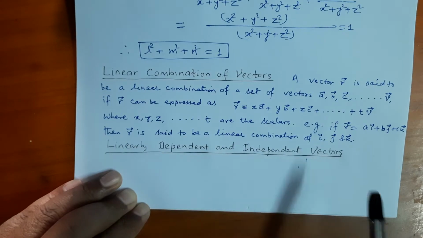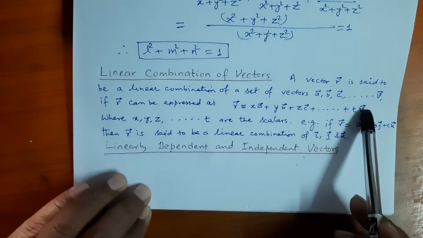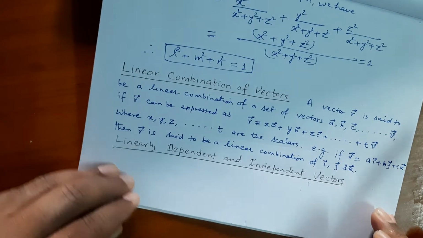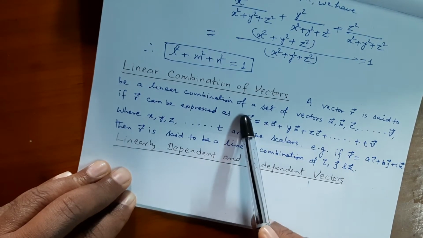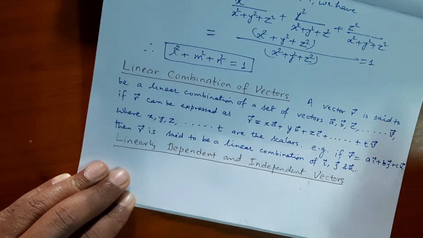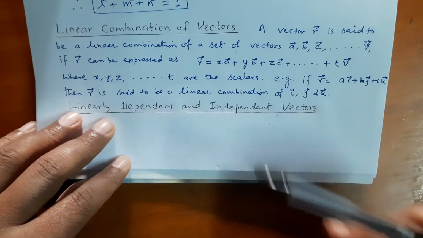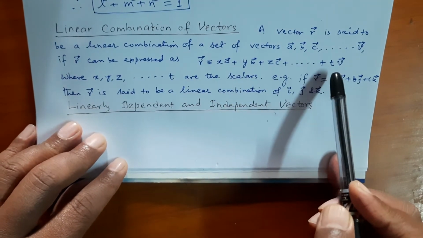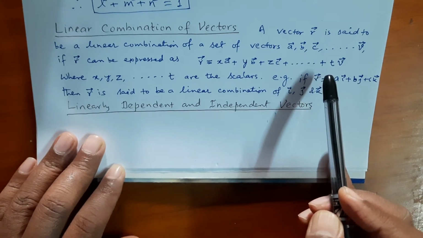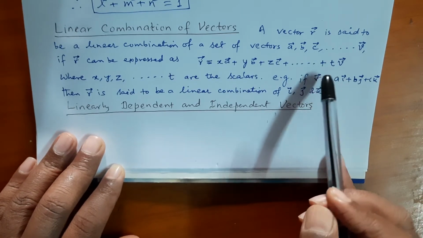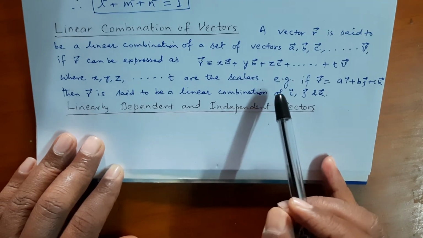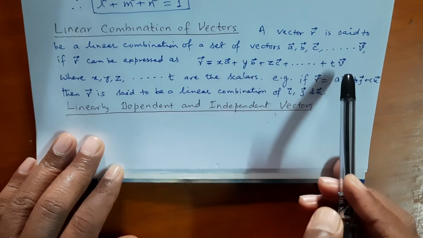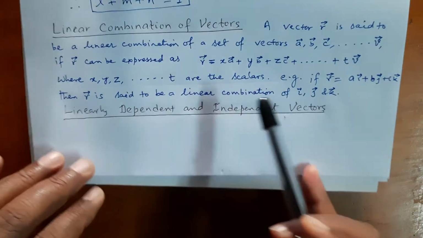In this same linear combination, xA plus yB plus zC plus tV, if this equals 0 instead of R, and x, y, z, t are scalars and all of them are not 0, then the vectors A, B, C, V are said to be linearly dependent. I will write that definition here.